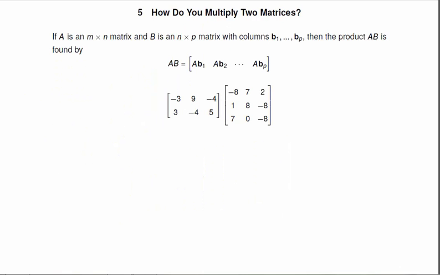So next we'll multiply two matrices. And we're going to do this in two different methods. The first one relates it to multiplying a matrix and a vector. If we have an m by n matrix A and an n by p matrix B with columns B1 through Bp, then the product AB is found by AB1, AB2, all the way up through ABp. So this basically says we're going to multiply the matrix A by each column vector of B.